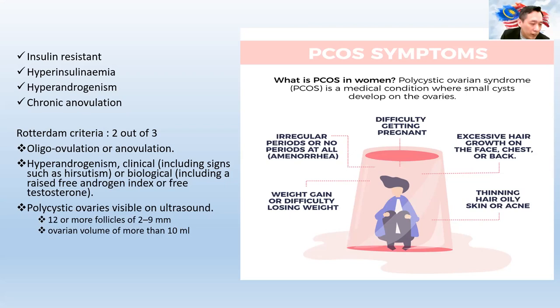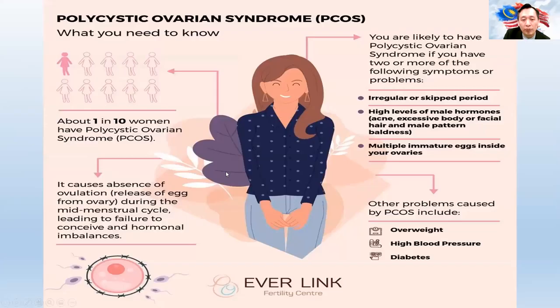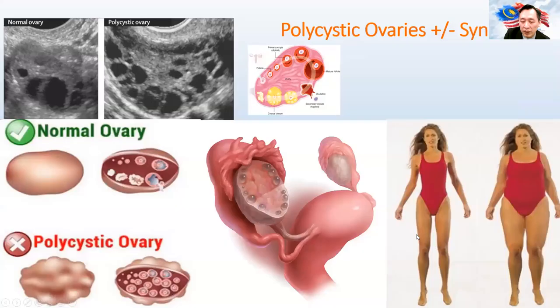Polycystic ovary can be visualized under vaginal ultrasound. You have 12 or more follicles, each of the follicles within 2 to 9 mm, and the ovarian volume more than 10. About 1 in 10 ladies will actually have polycystic ovarian syndrome. Sometimes they are overweight, and they may have high blood pressure and diabetes. If the ladies put on weight, sometimes the period becomes more irregular.